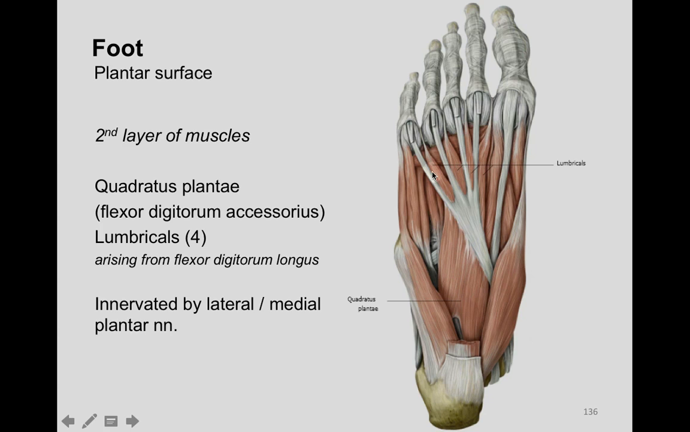The 4 lumbricals of the second layer of the foot arise from flexor digitorum longus. Flexor digitorum longus is not a muscle of the second layer of the foot. It's a muscle of the deep posterior leg, as you'll recall, but it does have an important function as an attachment site for quadratus plantae and the 4 lumbricals of the foot. These muscles are innervated either by the lateral or medial plantar nerves.